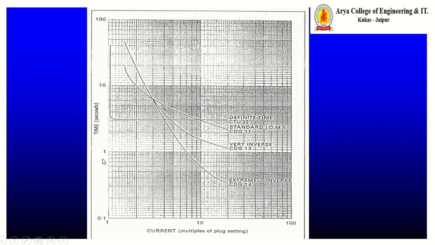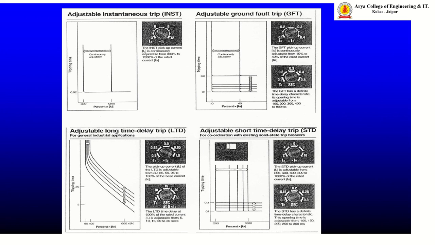This is the time in seconds, like 0.1 to 1 second, to 10 seconds, to hundreds of seconds. It is the current multiples of plug setting. It is the value of current, meaning as the fault current increases, the operational capability of that particular relay increases.